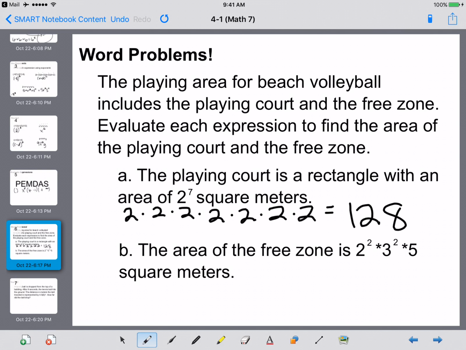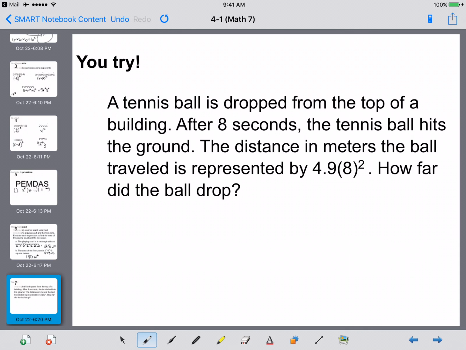Down here it says the area of the free zone is 2 squared times 3 squared times 5 squared. So I go, okay, 2 squared is 4, times 3 squared is 9, times 5 squared, and then 4 times 5 is 20, times 9 is 180. And then I can put meters squared on both of those as my label. And I want you to try and check back and see with what I have.